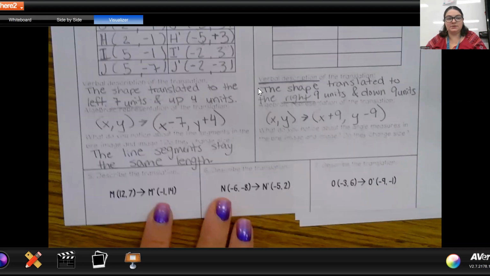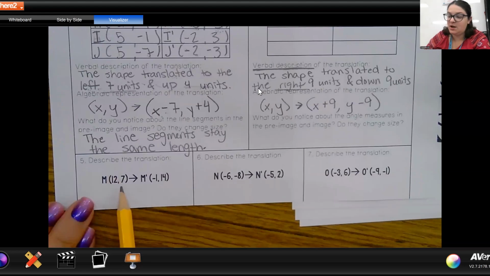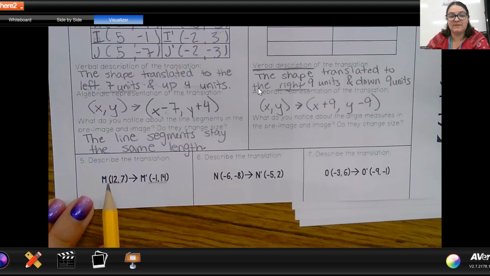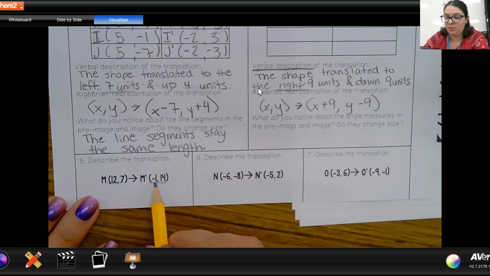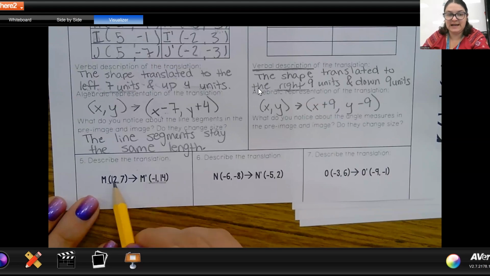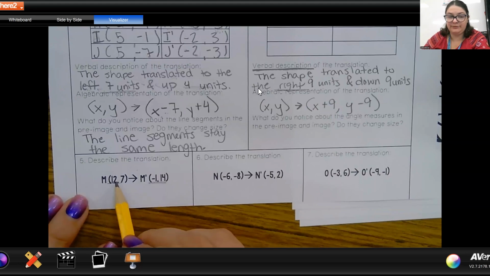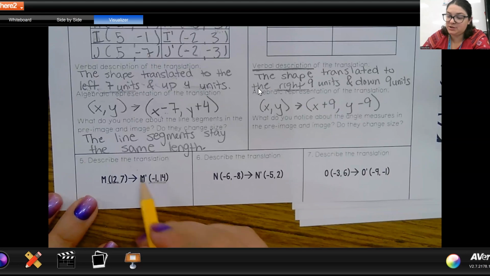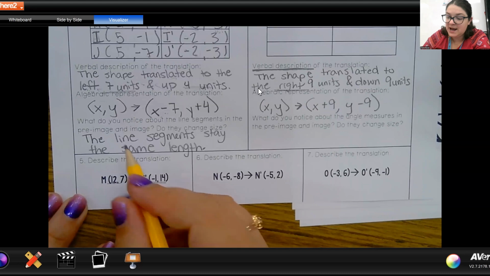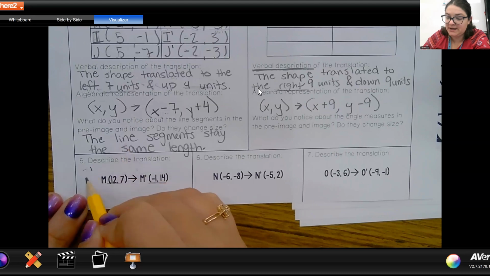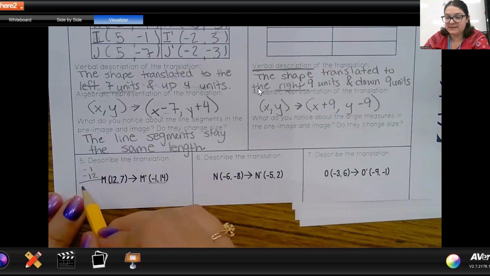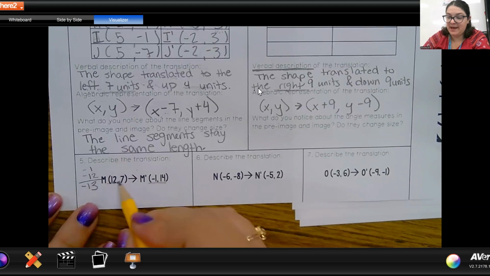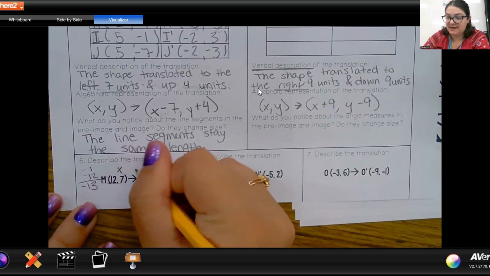So looking down here, describe the transformation. This is not giving us a transformation, it's giving us the points. So if I'm going from 12 to -1, that means I'm going down. If you don't know what that is, I would want to do -1 minus 12. -1 minus 12 is -13. So my x was -13.